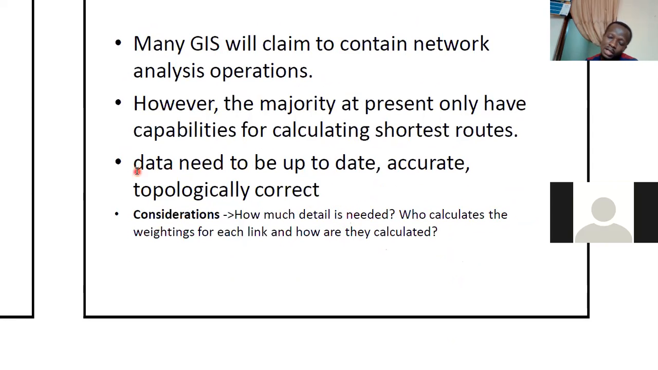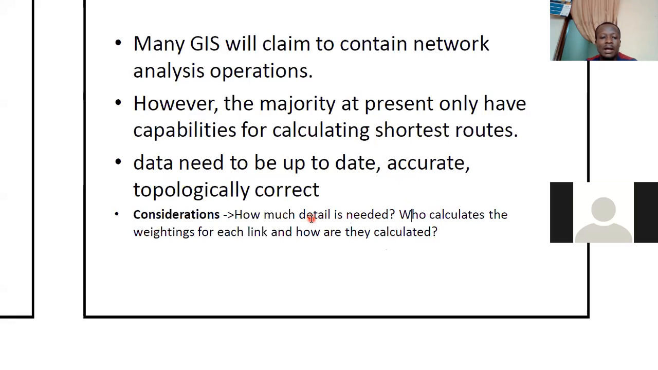There's something called location allocation. All that is part of network analysis. The data needs to be up to date, accurate, and topologically correct. And most data that we are having, honestly, they fall short. They are a far cry from what is expected.